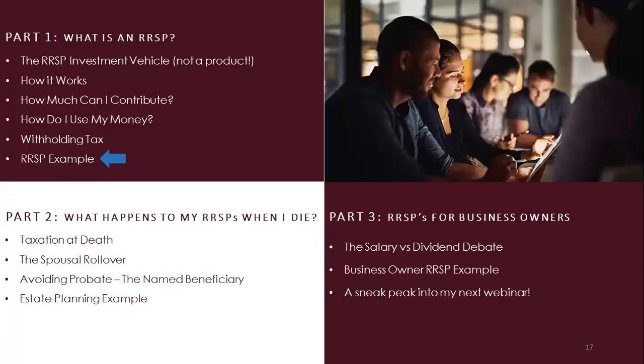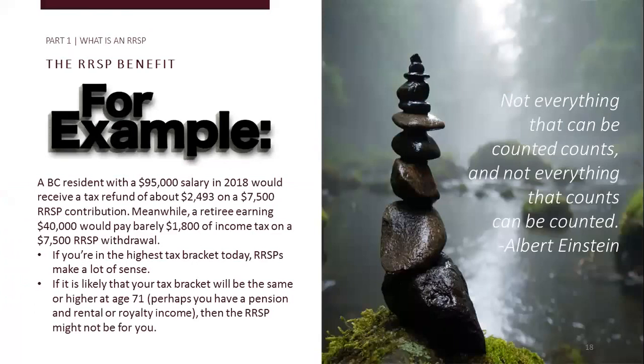Now that we have a handle on what an RRSP is and how it works, let's go through a very simple example that illustrates the benefits of an RRSP. A BC resident with a $95,000 a year salary in 2018 would receive a tax refund of about $2,493 on a $7,500 RRSP contribution. Meanwhile, a retiree earning $40,000 would pay barely $1,800 of income tax on a $7,500 RRSP withdrawal.